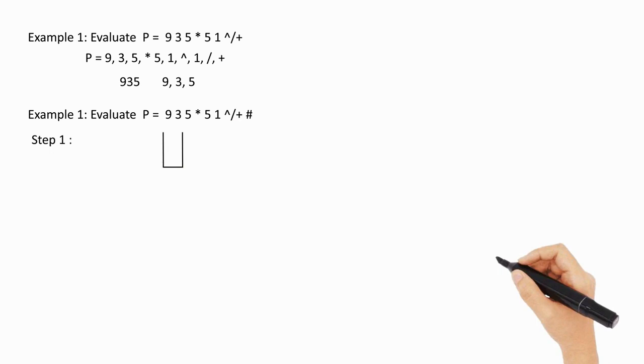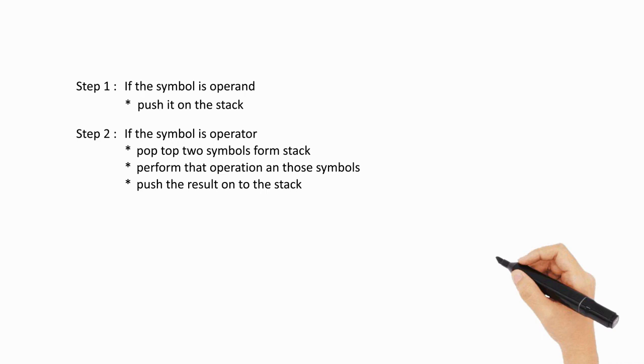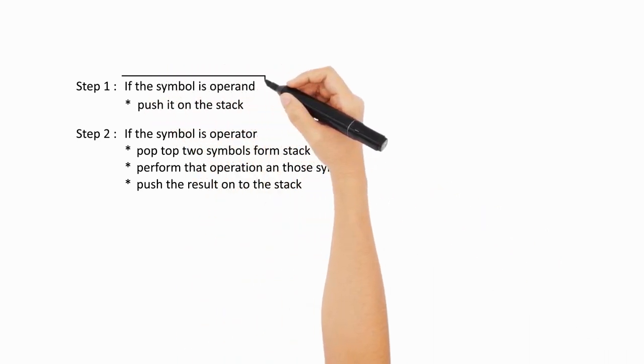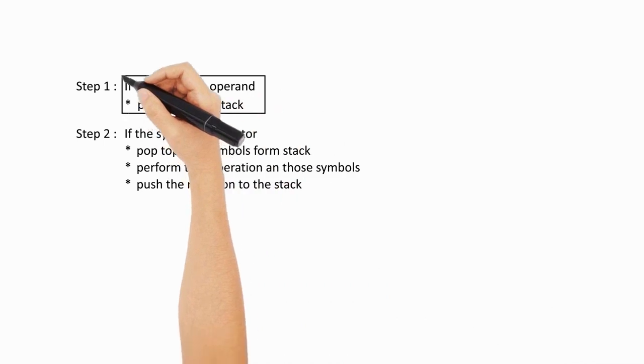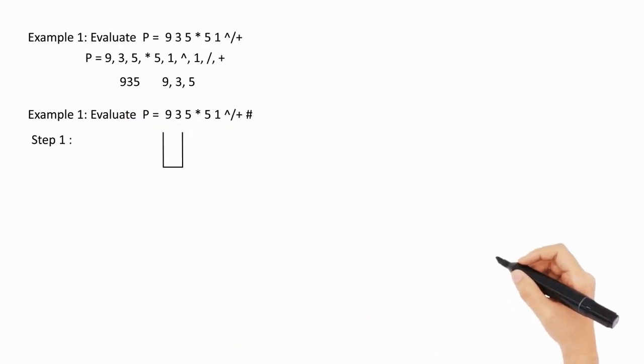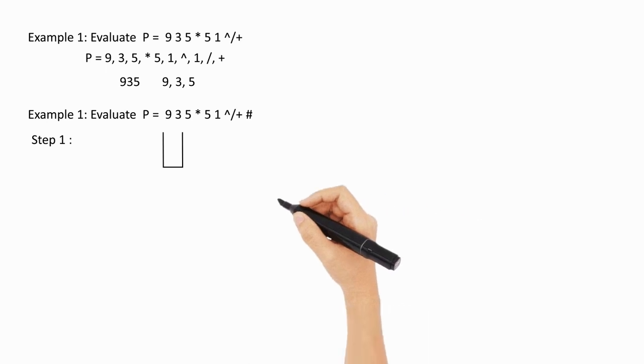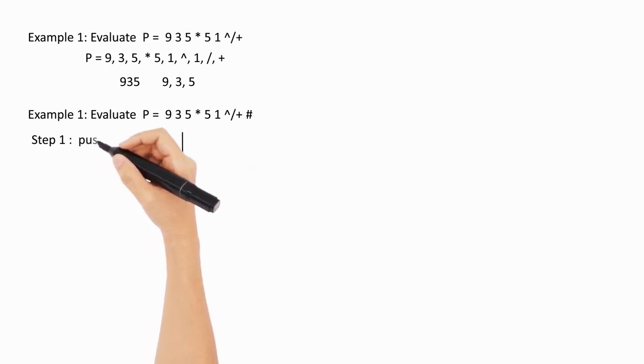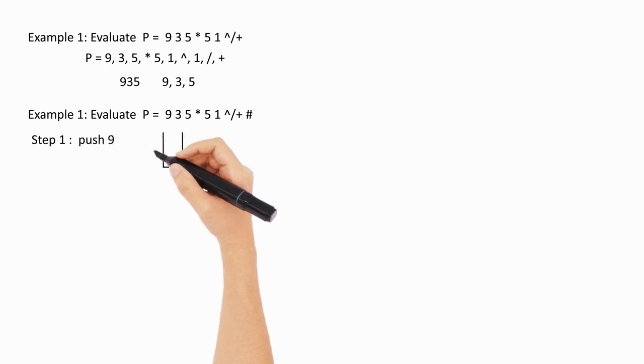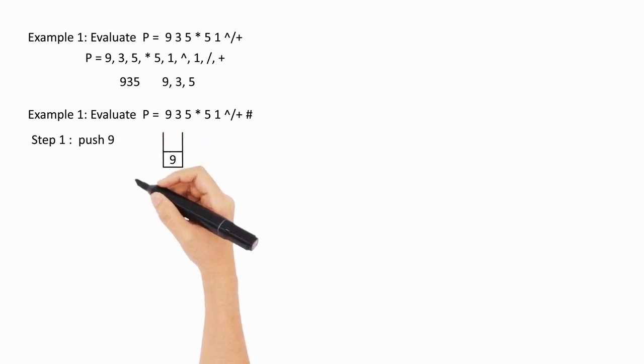In this case, the first symbol to be considered is 9, which is an operand. According to the algorithm, if the symbol that we are scanning is an operand, we push it onto the stack. 9 is an operand, so we push 9 onto the stack. Let us write push 9. Now I have pushed 9 inside the stack.